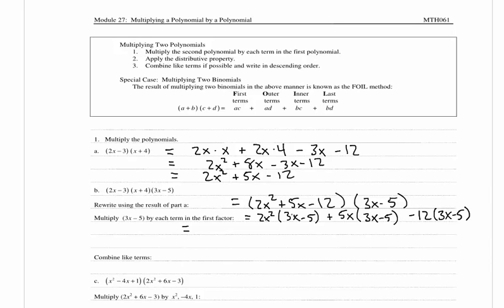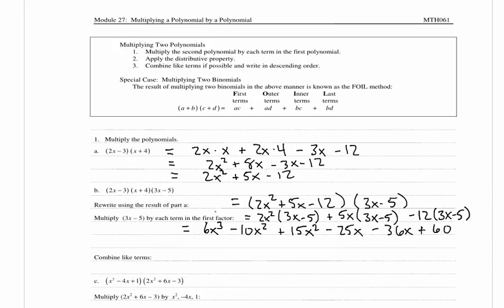So we have 2x squared times 3x is 6x cubed. 2x squared times negative 5 is negative 10x squared. And then we have 5x times 3x is 15x squared. And 5x times negative 5 is negative 25x. Then we have negative 12 times 3x is negative 36x. And negative 12 times negative 5 is positive 60.